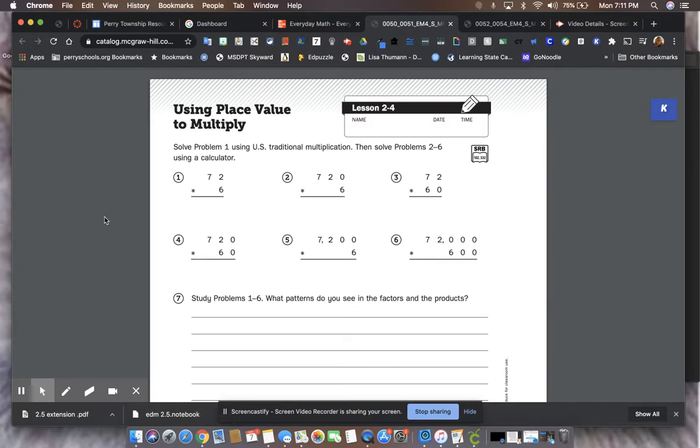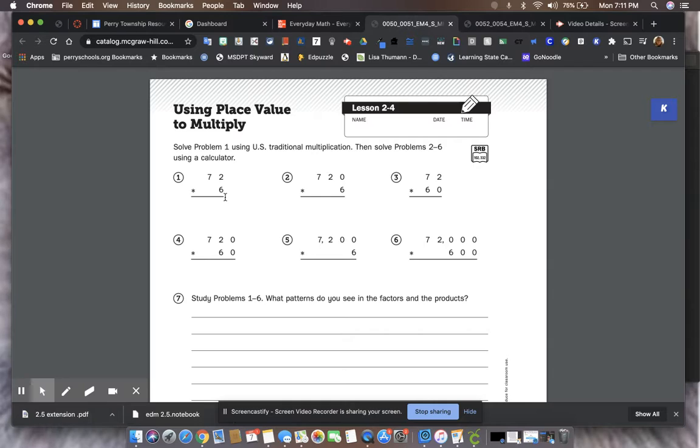So today is 2.4, 2.5 practice and extension. For this purpose, you're doing the extension activity. So for 2.4, that is what we solved earlier in this week, we started practicing with our US traditional. Here, you're going to solve 72 times 6.